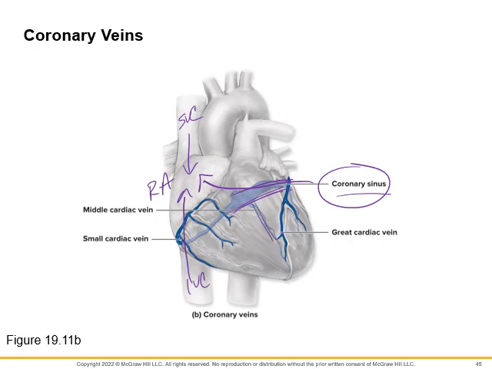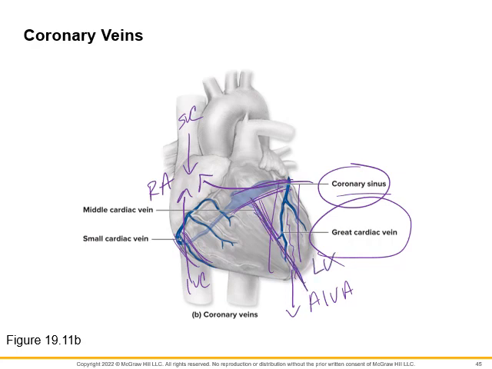On the back side, we have this middle cardiac vein. We have another important vein over here, the small cardiac vein, and the big one here, the great cardiac vein, and it runs right next to the anterior interventricular artery. So this is also a good hallmark. If you see the anterior interventricular artery and the great cardiac vein, that's how you know about where the left ventricle is located.